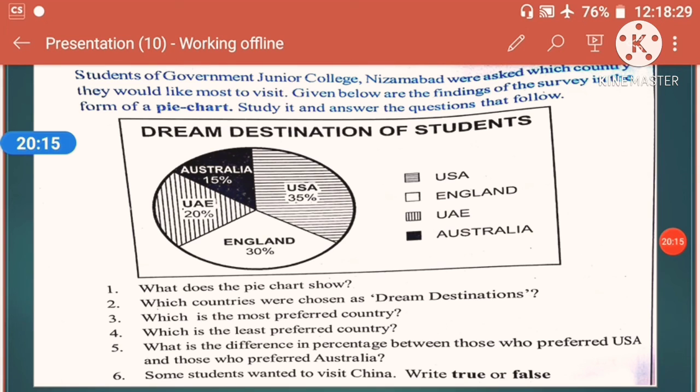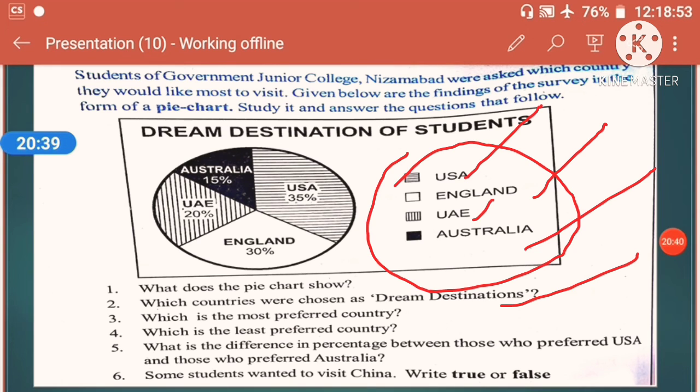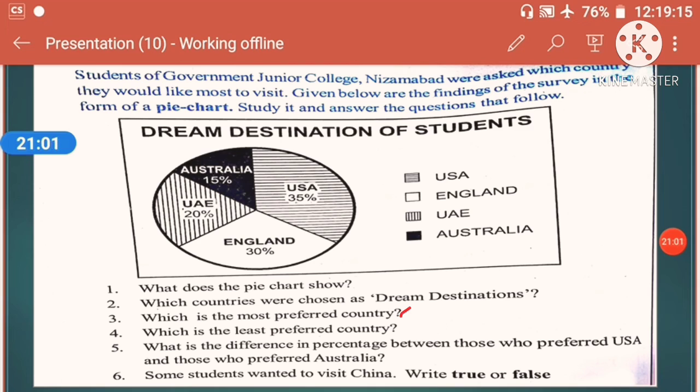So here we go with our first question. What does the pie chart show? If we see the heading, there will be the answer, dream destination of students. And let's observe the second question. Which countries were chosen as dream destinations? So in the third, which is the most preferred country? Okay, right. USA is the most preferred country. Why? Because it occupies 35% in the given pie chart.